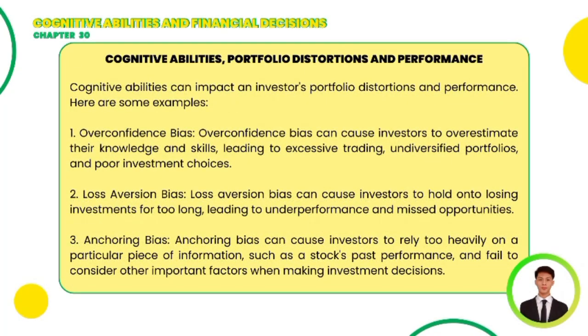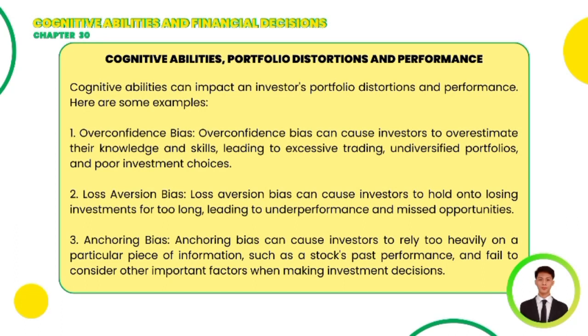Cognitive abilities, portfolio distortions, and performance. Cognitive abilities can impact investors' portfolio distortions and performance, and here are some examples. First is overconfidence bias. Overconfidence bias can cause investors to overestimate their knowledge and skills, leading to excessive trading, undiversified portfolios, and poor investment choices. It can negatively impact their portfolio performance and increase risk.